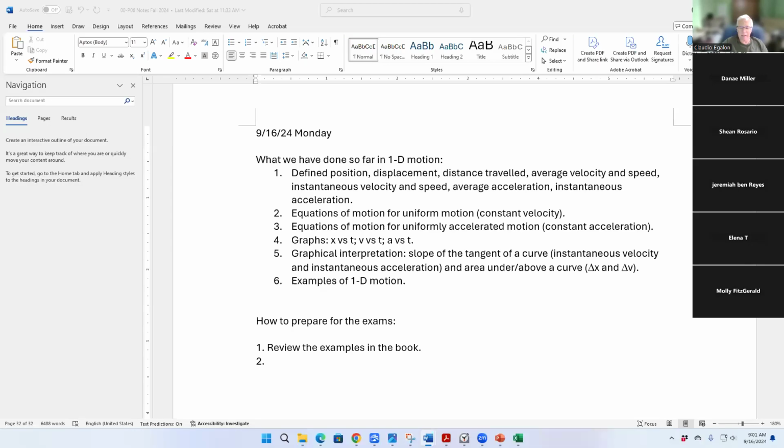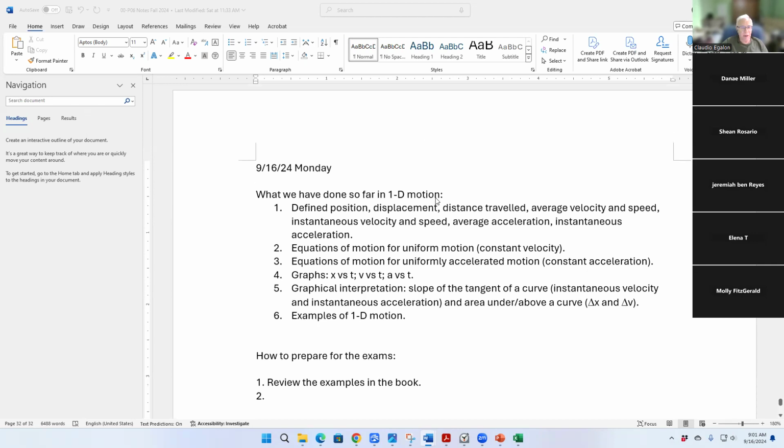Okay, so today is September 16th, 2024, and we are continuing to cover the material on 1D motion.